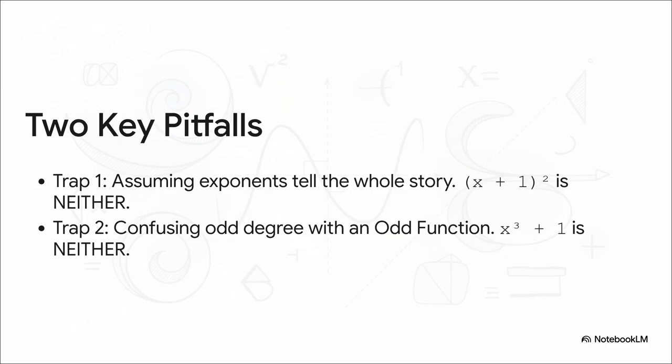Second trap. Don't assume that just because a polynomial has an odd degree, it's an odd function. Take x cubed plus 1. That plus 1 is a constant, and it shifts the graph up, which breaks the origin symmetry, so it's neither. The bottom line is this: you have to run the f of negative x test every time to be certain.